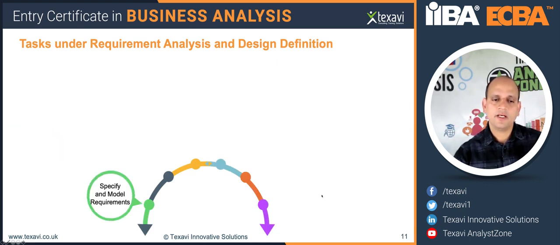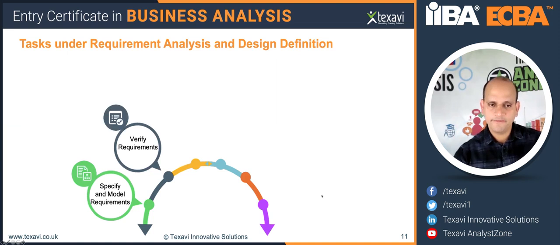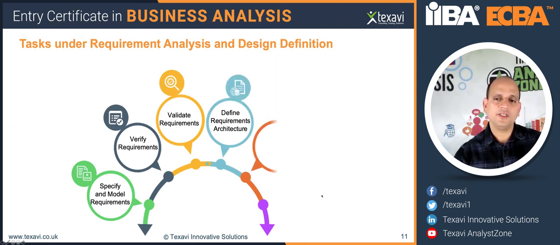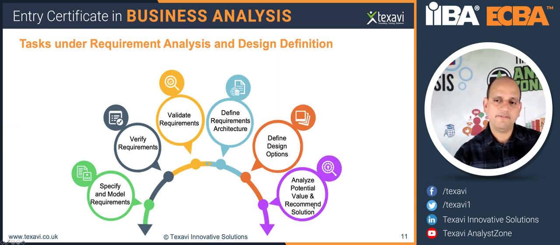So again, as we discussed, we would need to specify and model the requirements. We need to verify them. We need to validate whether they are the right requirements or not. Define the requirements architecture, and then we need to define the design options and analyze the potential value and recommend a solution. These are the 6 different sets of activities and tasks that we carry out in this knowledge area.